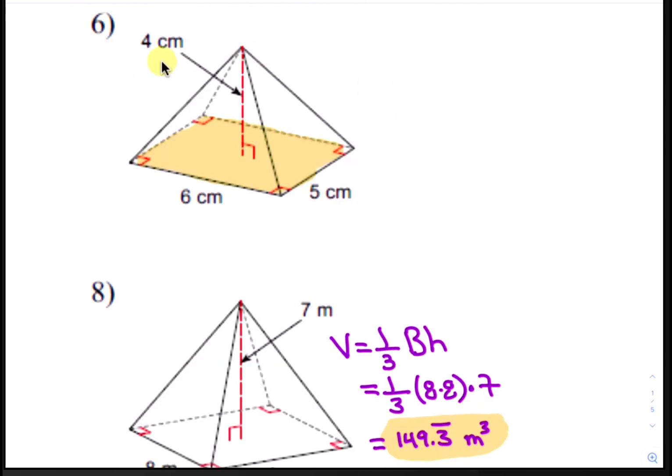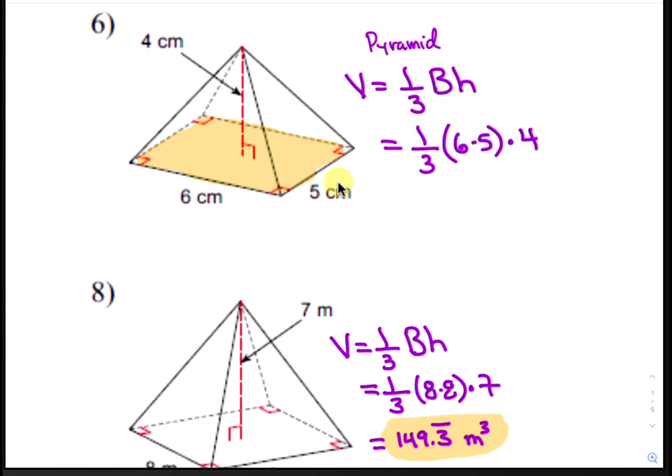All right, here's number 6. The volume of this figure, the formula is volume is 1/3 times the area of the base times the height because it's a pyramid. The pyramid has a rectangular base, so the area of that base is 6 times 5, which we have here, and the height is 4. Multiplying all of this out, we end up with 40 cubic centimeters.